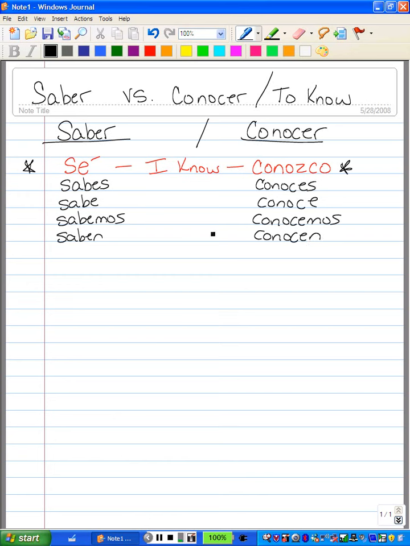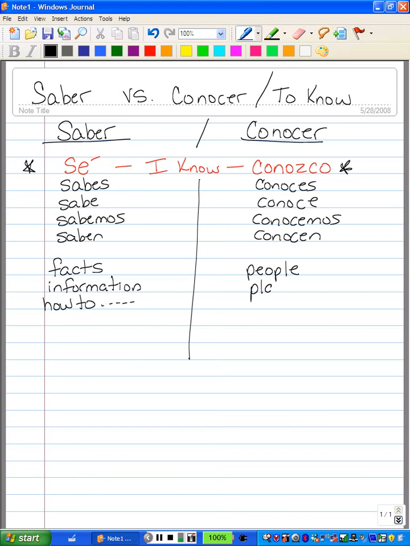Now the difference between these two, or when you use each one, is that the verb saber is to know facts, it's to know information, and it means to know how to do something else. How to ski, how to swim, how to speak Spanish, etc. The verb conocer means to know people, places, and sometimes we say to be familiar with a place.